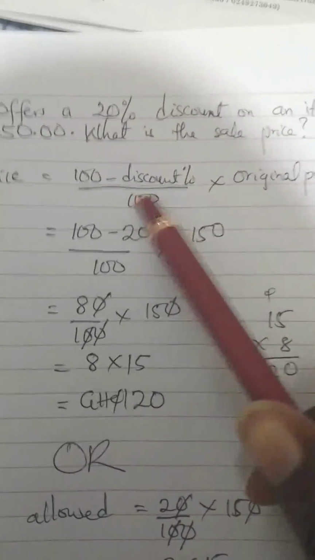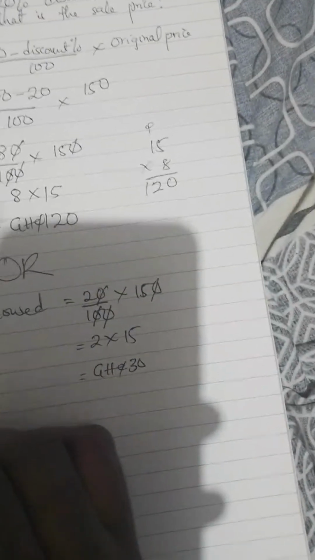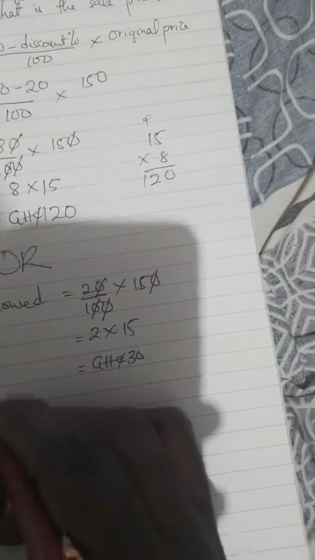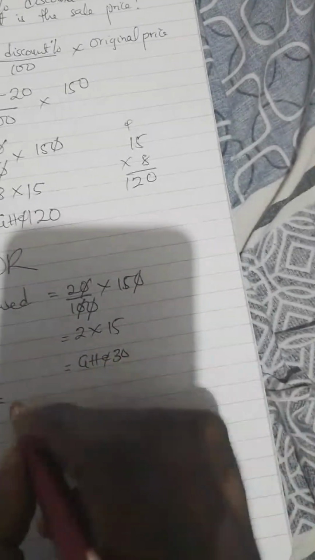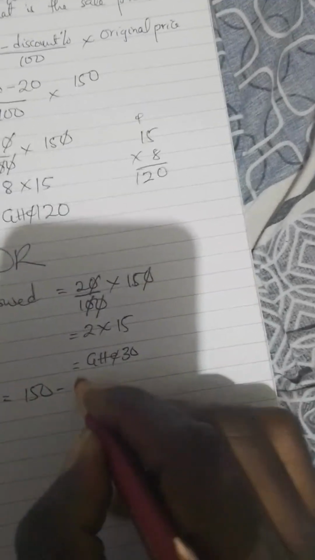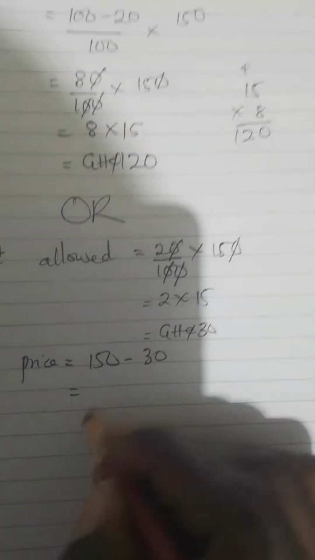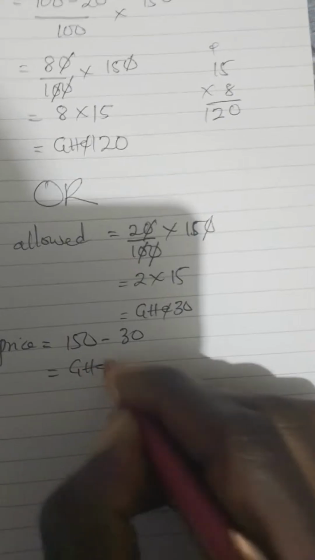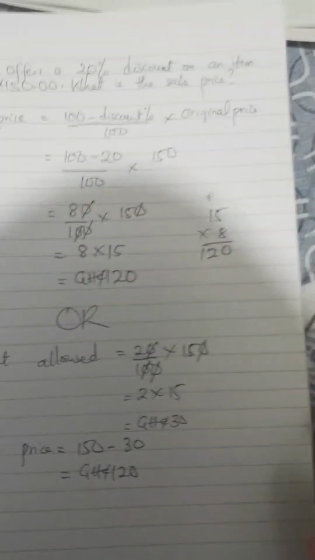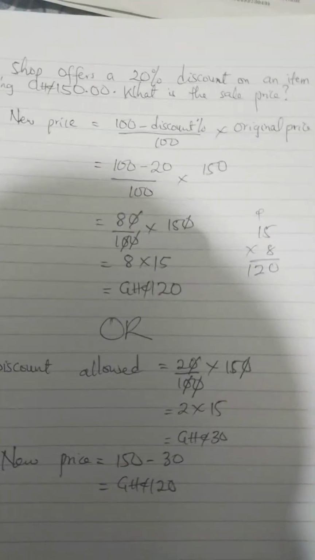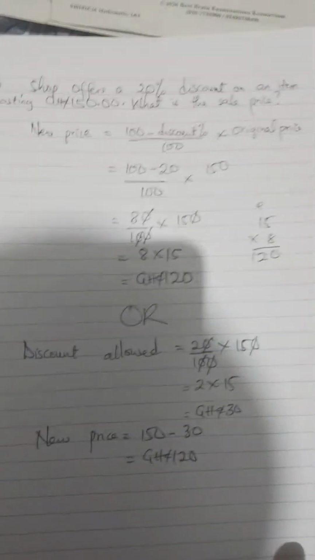If you get 30, to find your new price, that's the sale price, or they are saying what is the sale, that one you subtract 30 from 150. So you are back to the same answer again, that is 120. So you can use any of these methods to calculate for discount. Right.